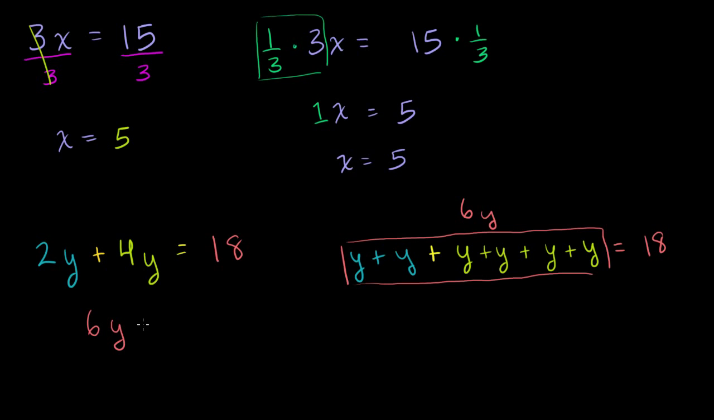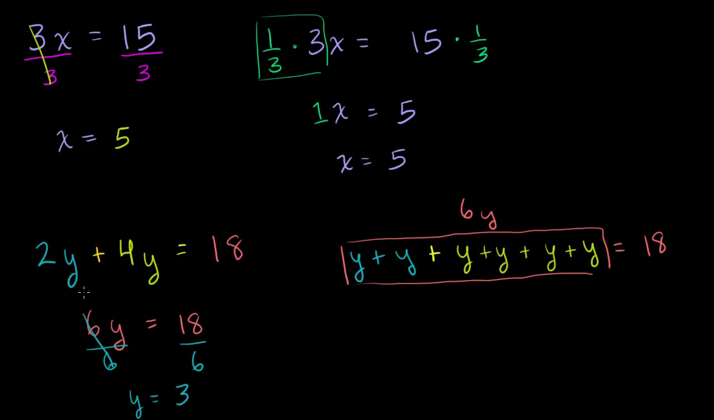Now that's going to be equal to 18. And now, hopefully, we understand how to do this. If I have 6 times something is equal to 18, if I divide both sides of this equation by 6, I'll solve for the something. So divide the left-hand side by 6, and divide the right-hand side by 6. And we are left with y is equal to 3.